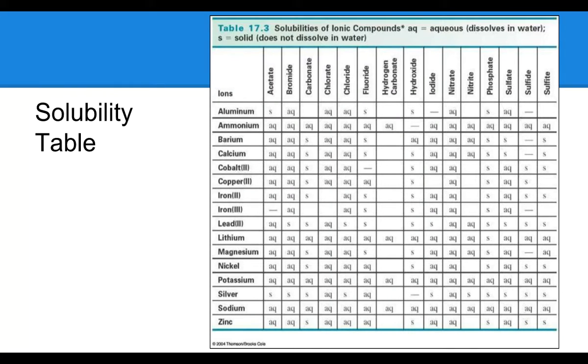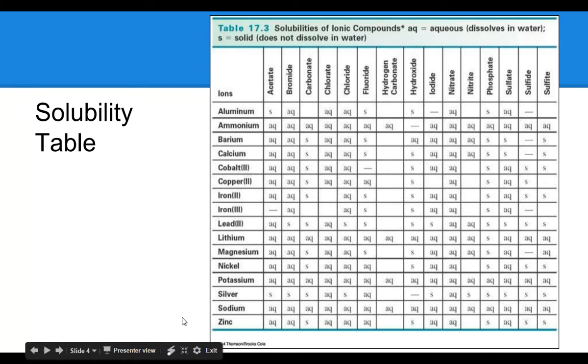You'll be given a copy of a solubility table that will be something like this one. And what this shows you is that when you have certain compounds, which ones are going to be solids, which ones are going to be aqueous. If it says solid, it means it does not dissolve in water. If it says aqueous, that means it dissolves in water.